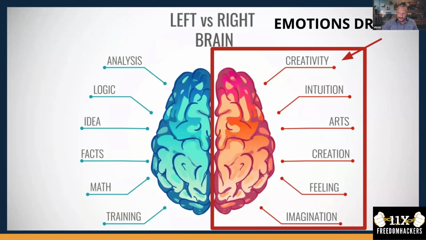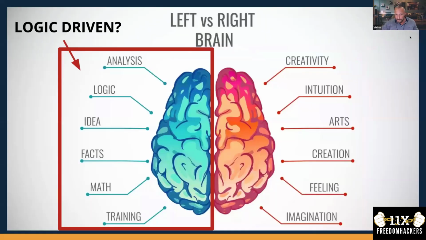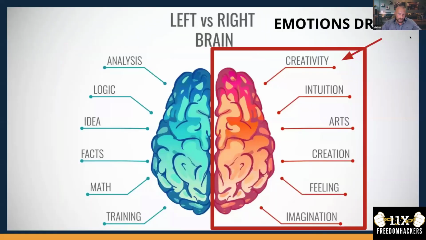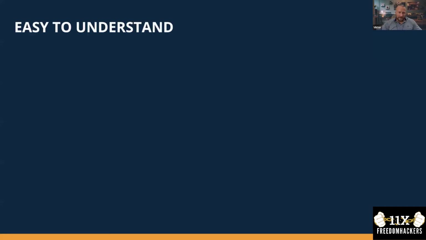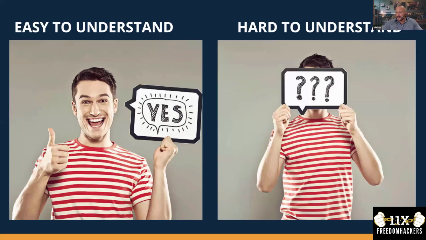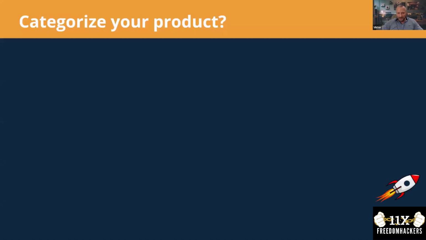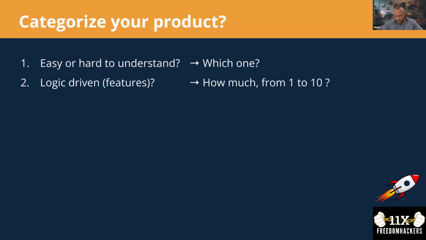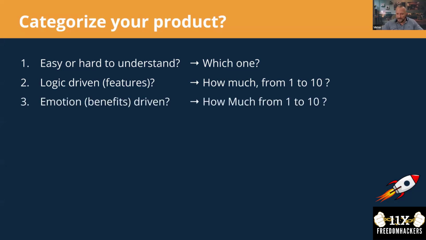For some products, of course, logic is really important. For some products, emotions are really important. Then we also have easy to understand products. You look at the image, and you understand what the product is, and hard to understand products, where you don't understand what the product actually does. So basically, we have easy or hard to understand products. So which one is it? We have logic-driven, features-driven products. How much from 1 to 10? How logic-driven is it? We have emotion, benefits-driven products. How much from 1 to 10?